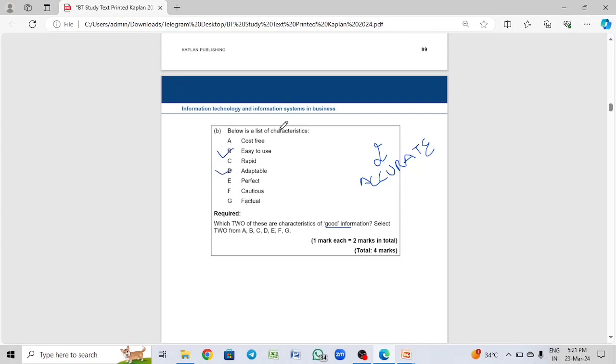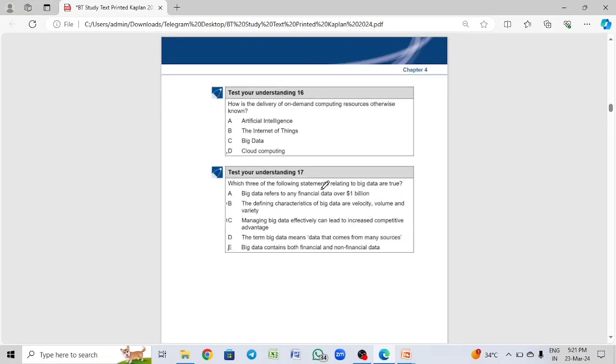It may or may not be cost free. Okay, we may have got that information not rapidly but over a period of time. It may or may not be perfect, and there is no evidence of cautious or factual in that acronym. So it is B and D. So let's move to the next test to understand.